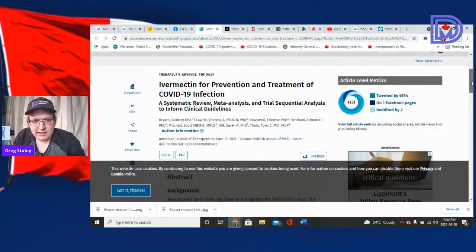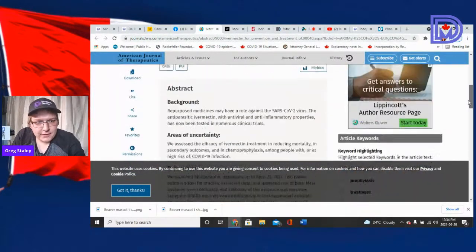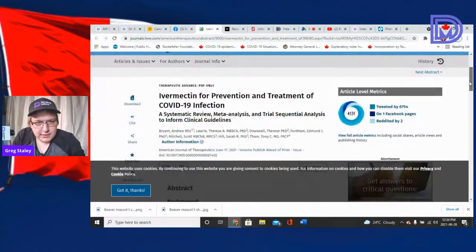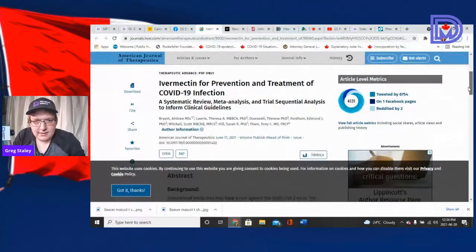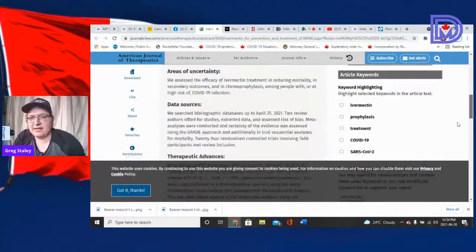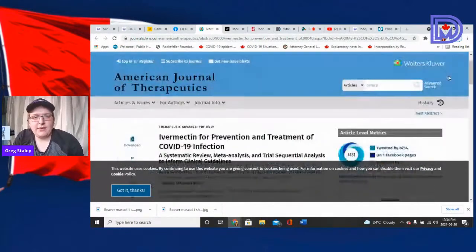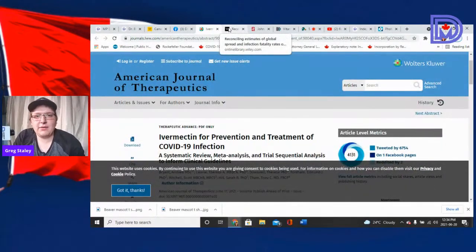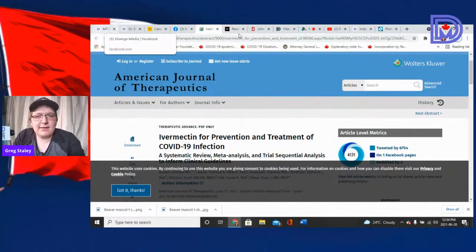This particularly came out when this one came out. Can't find it right now, apparently. This isn't new by any stretch of the imagination. This stuff has been out for quite a while. So moving on, what else do we have? Reconciling. This is a pretty big one.